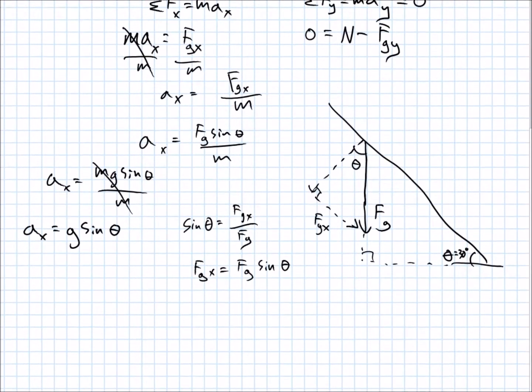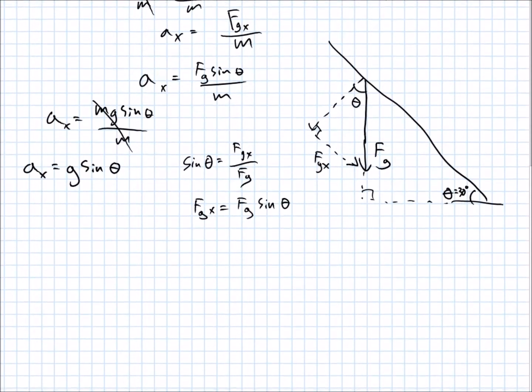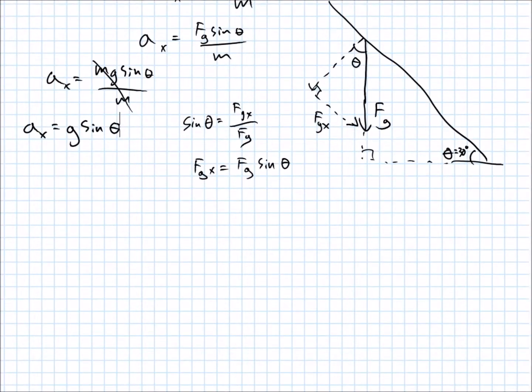So now we know the acceleration is g sine of theta. We're looking for the time it takes to get down the slope. So let's draw a picture, more like the picture that we would use for a kinematics problem. Mass starts here, gets all the way to the bottom. We know it's 10 meters high.